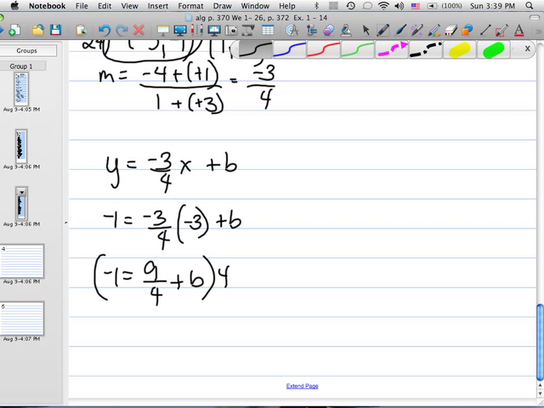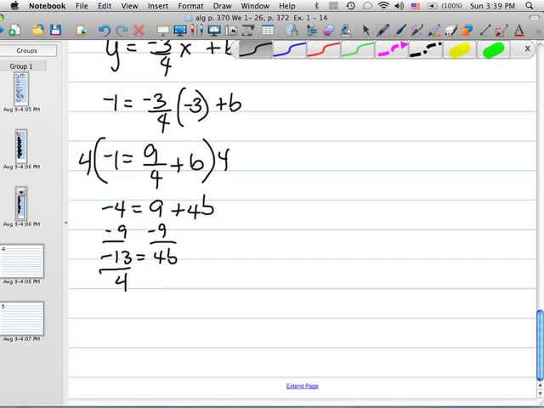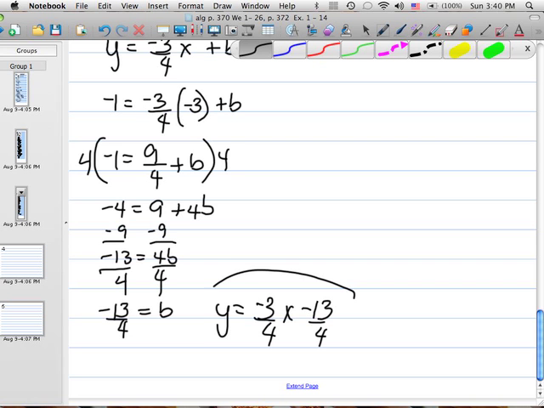Another way you could handle it is just multiply by 4 if you wanted to. So you get negative 4 equals 9 plus 4b. Subtract 9. You get negative 13 equals 4b. Divide by 4. So b equals negative 13/4. If you didn't want to subtract. So our equation is y equals negative 3/4 x minus 13/4.